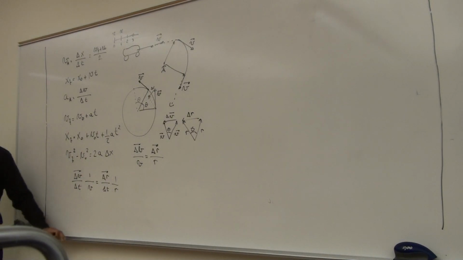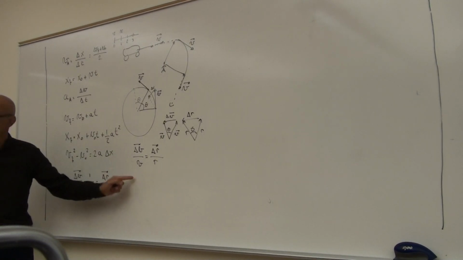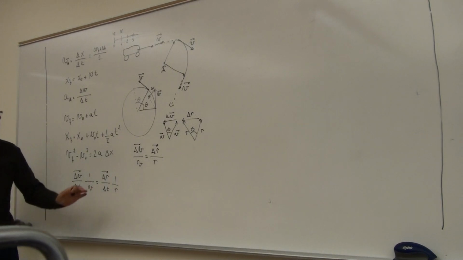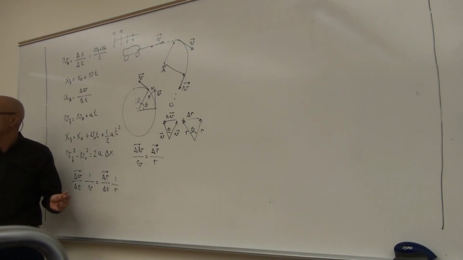I have a question, sorry. Can you explain to me again about the delta V over V and delta R over R? Can you explain that to me very quickly? Sure. This is key. If you don't understand that, you know.